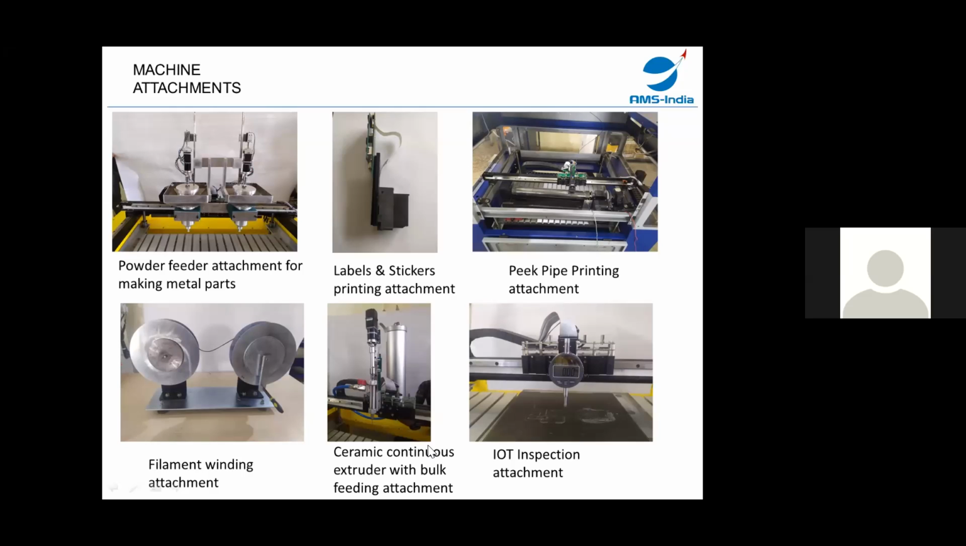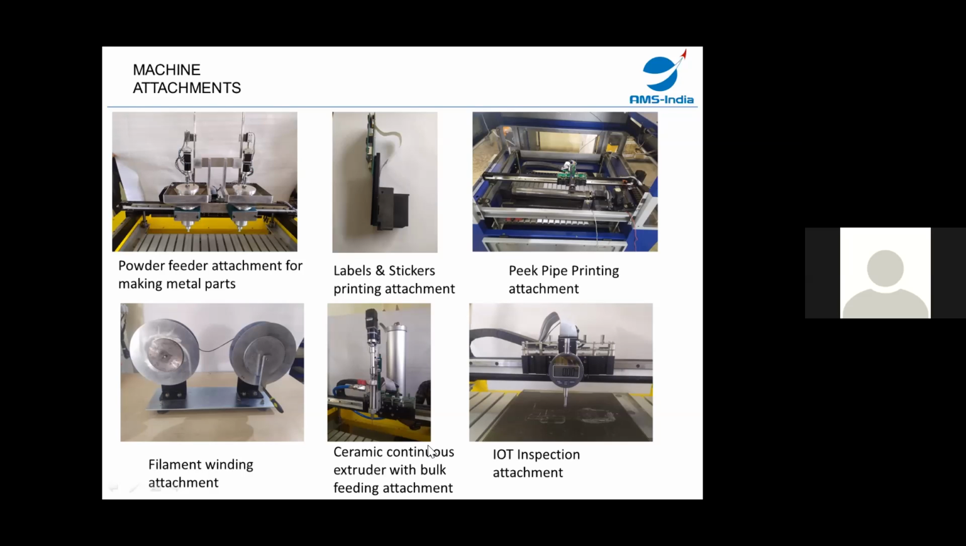We have a labels and sticker printing attachment also on the machine. The best use of this is by electronics students, because they are able to print with conductive ink using the same attachment. So if they want to print conductive inks, they use it. They can print on wafer-thin material and make their own sensors, etc. They are using the labels and sticker printing attachment.